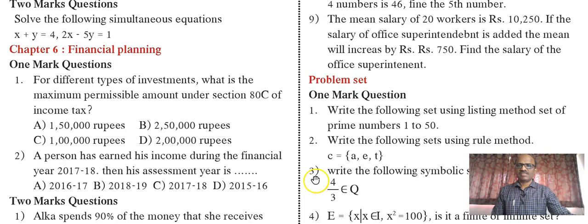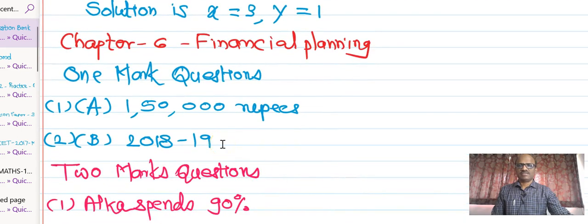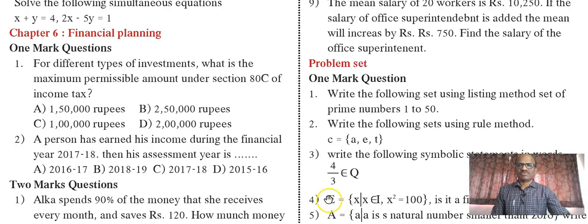The next, fill in the blanks. A person has earned his income during the financial year, that is 2017 and 18. Therefore, his assessment year is 18 and 19. That is the assessment year. This is the assessment year. Now next question.